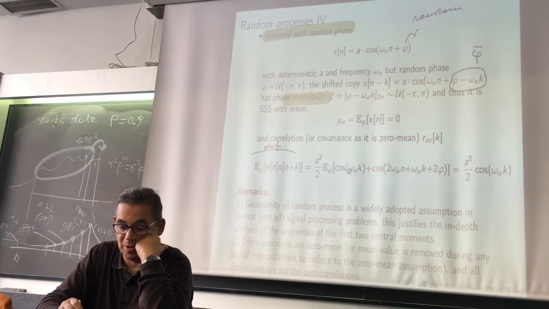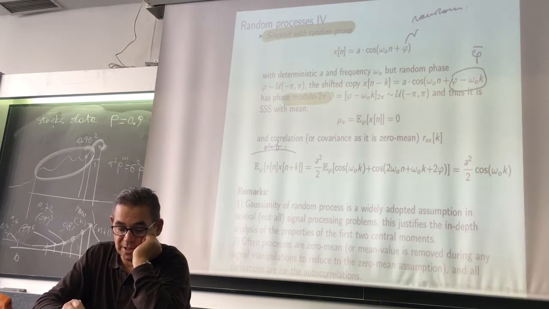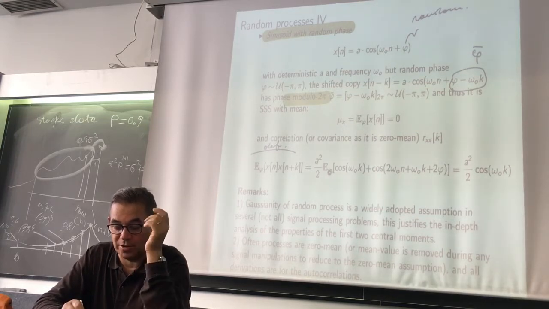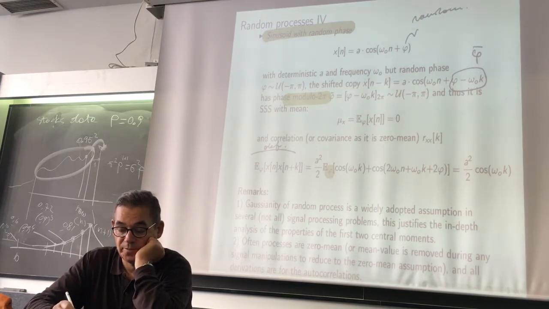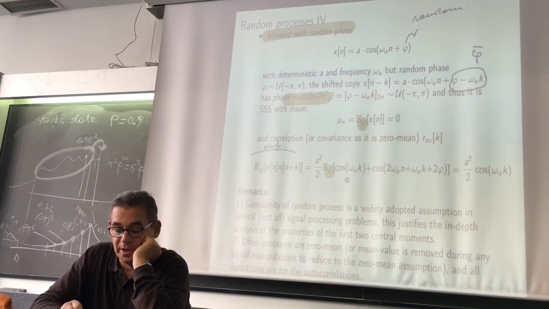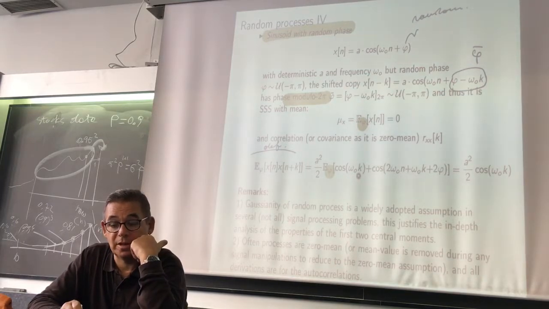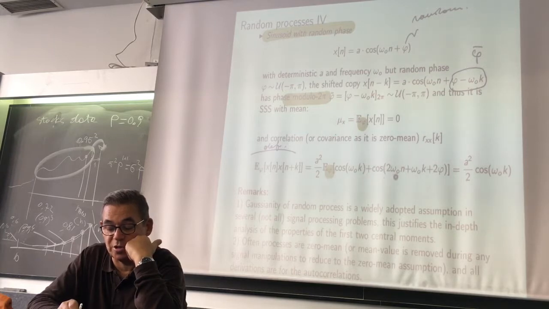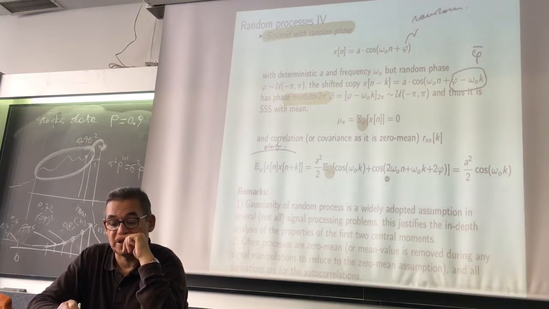And then I multiply. When I multiply, I apply the trigonometric rules. Okay? Then I have A squared divided by 2. Expectation, remember, with respect to the random variable phi. So it is the expectation of the product. I have an expectation with respect to phi of cosine omega 0 k, and then the expectation with respect to phi of cosine of 2 omega 0 n plus omega 0 k plus 2 phi.